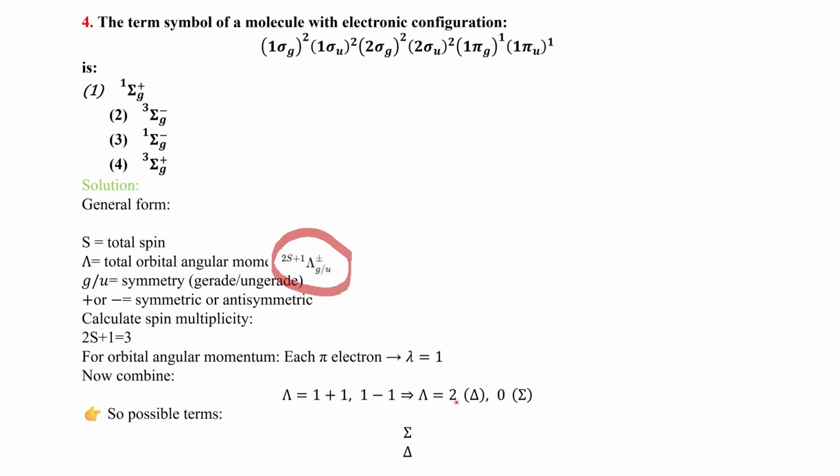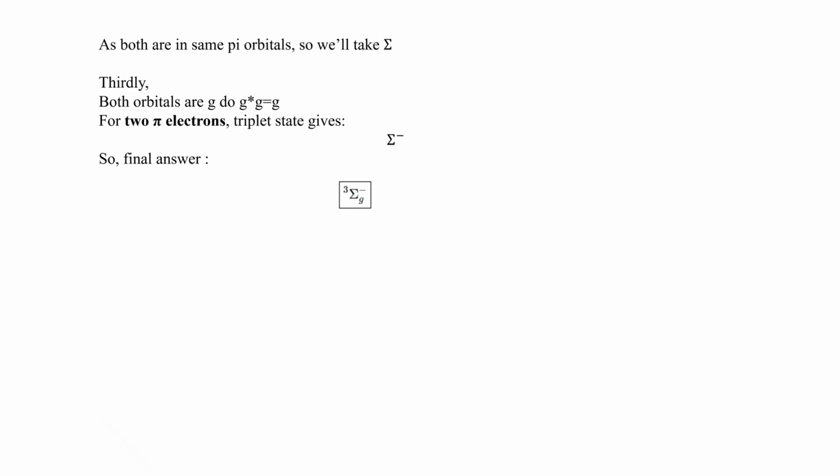So delta can be equals to 2, or for 0 it is the sigma. So out of all, how we know that it is sigma? And it is pi electron and both are unpaired. So it is unsymmetric. So it is 1 minus 1, that would be 0. We're going to take sigma sign. Okay. So thirdly, what we're going to calculate, that is g. Either it's g or u. So both orbitals are in the g orbital as given in the equation. Alright, so remember in your mind that g multiplied by g would be equals to g. For 2 pi electrons, that would be triplet states always give unsymmetrical. So we will get this. This is our final answer.